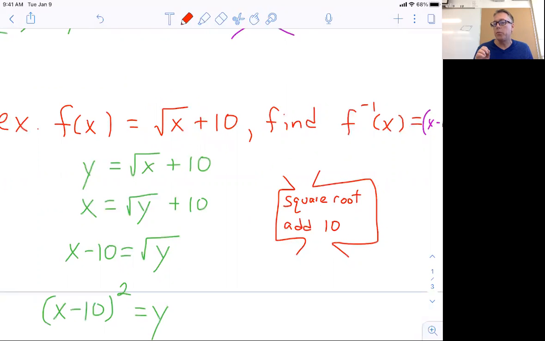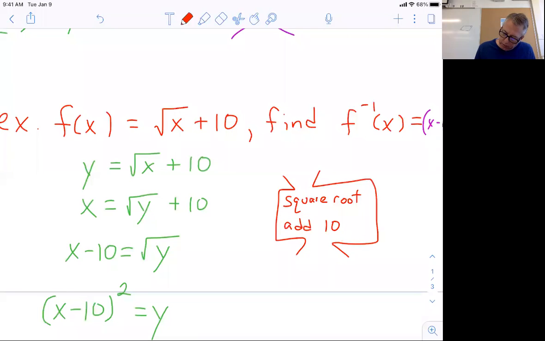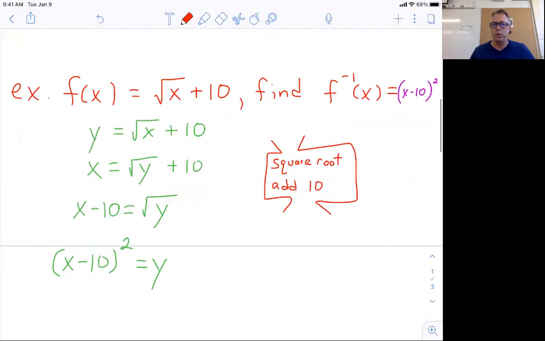We want to do that in the reverse order. So we want to subtract 10 and then square whatever that number is. So that's why it's in parentheses. We subtract 10, that's in parentheses, that's the whole thing. And then we square the whole thing. So that's why you have to be careful of your orders of operations. Good question.